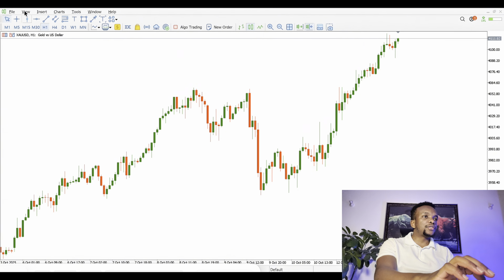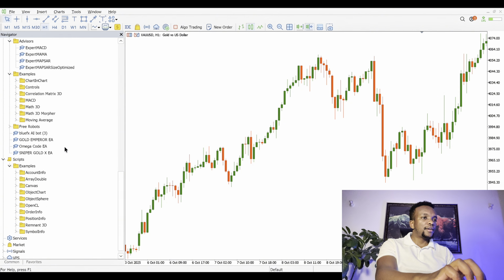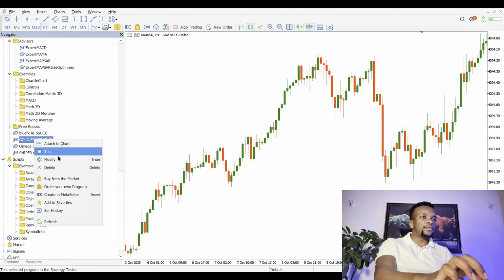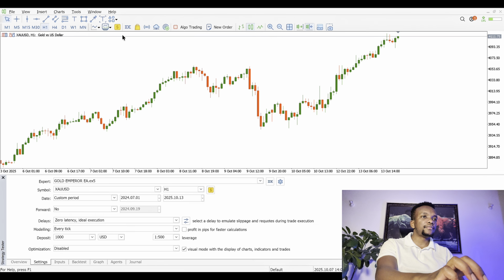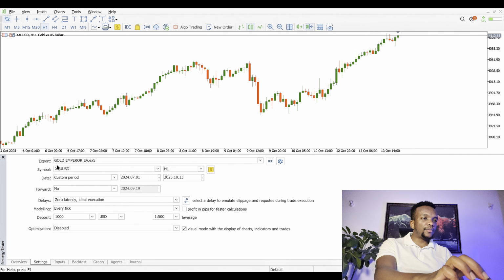So the first thing when you come to the chart is you go to View, then you go to Navigator. Then you can go to your EA. My EA is called Gold Impala. So we can go for Test. When you go for Test, here is the symbol. So we shall be backtesting gold.